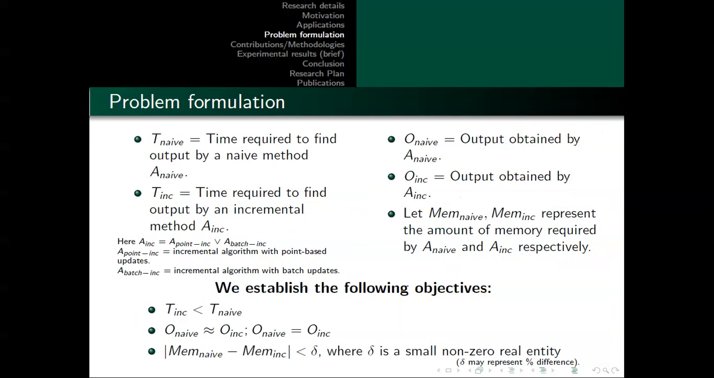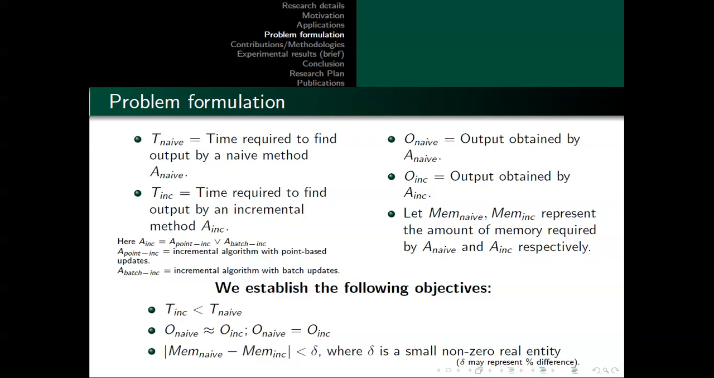So here's the problem formulation. So how do we do it? We assume that t_naive is the time required to find the output by a naive method, and the naive method is called A_naive, and t_inc is the time required to find the output by an incremental method, and let it be called A_inc. Correspondingly, we have O_naive, the output obtained by the naive method, and O_inc, the output obtained by the incremental method.